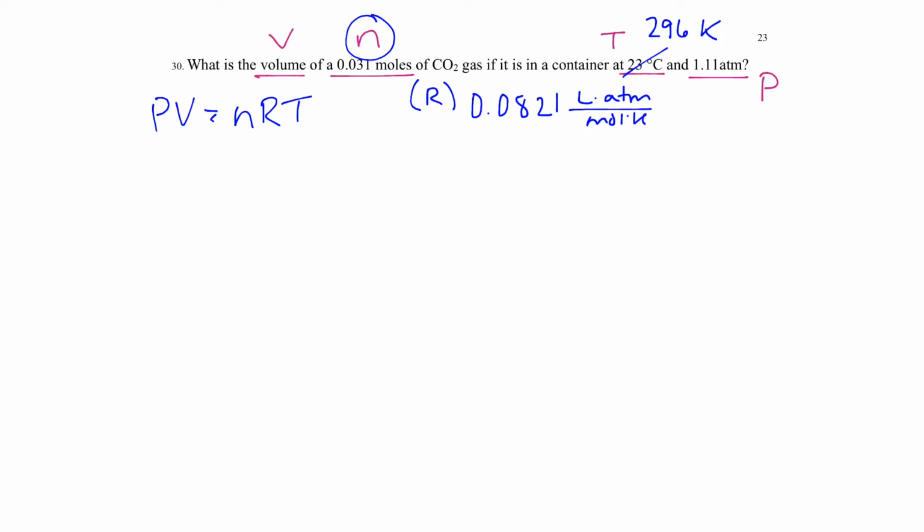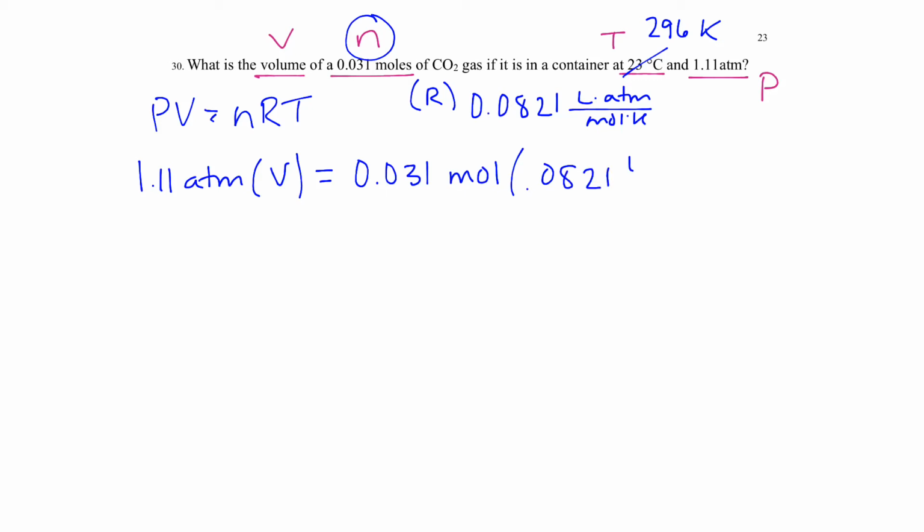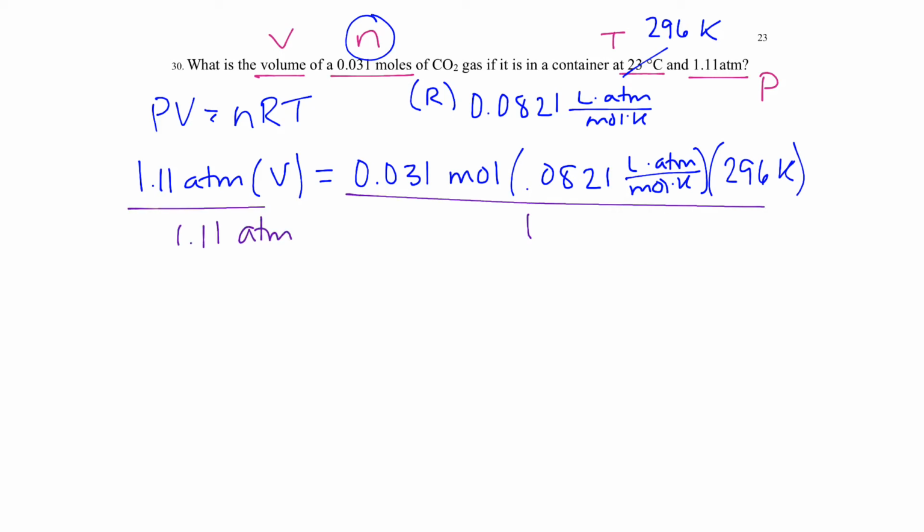Alright, so if we plug in our numbers here, we've got 1.11 ATM. Volume is what we're solving for. Then our mole value, and R, the ideal gas constant, which we wrote up above, but we'll plug in here. If you don't want to put the units with everything, you don't have to, just make sure they match up. And there's our temperature. So if we solve this, we just need to divide by the coefficient of our variable on both sides of our equation.